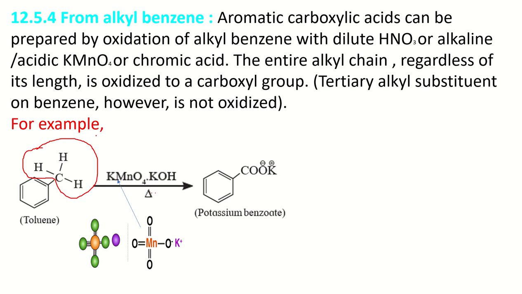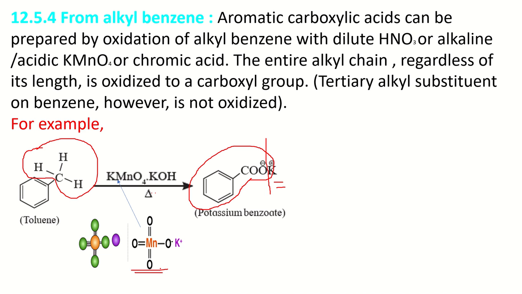The initial product is potassium benzoate. See, this is potassium, and this whole part is called benzoate, meaning it is a derivative of the ester. This is potassium benzoate. The actual structure of KMnO4 is like this: manganese having 4 oxygens around it. This is the structural arrangement of potassium permanganate.